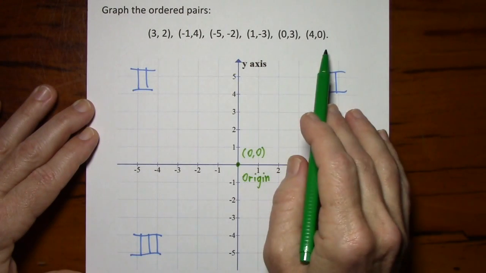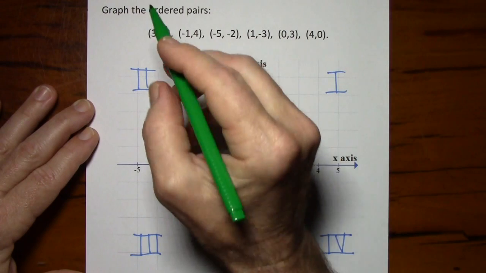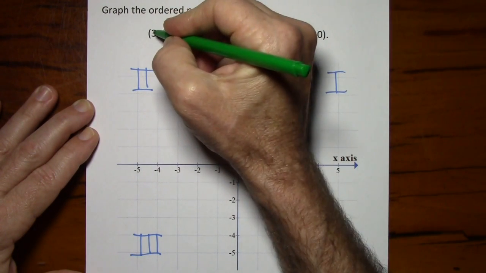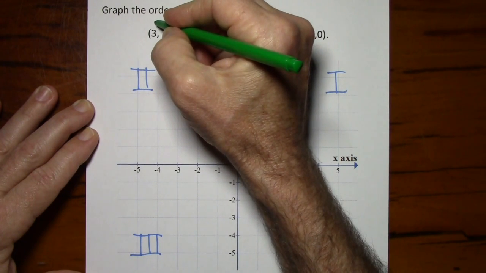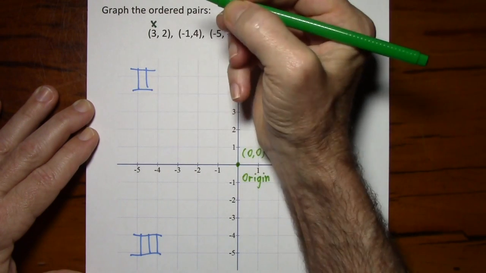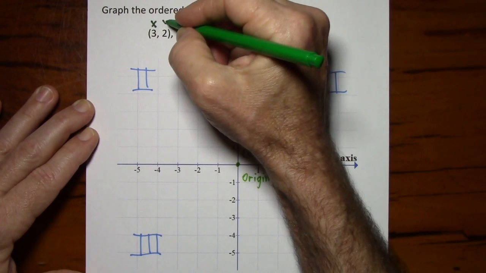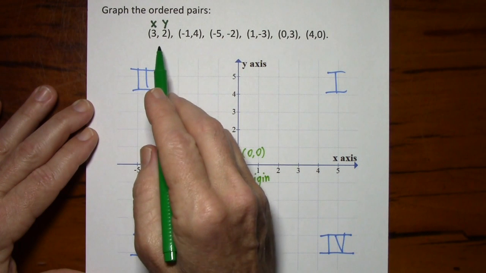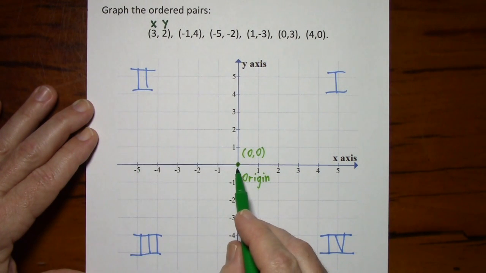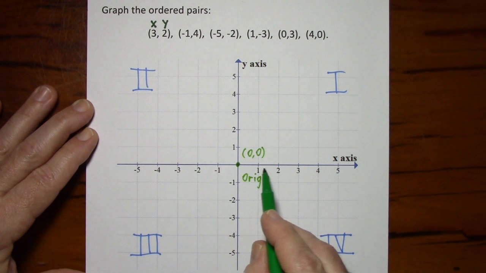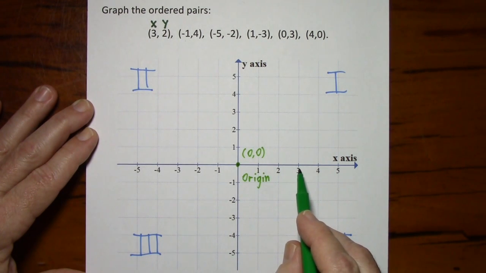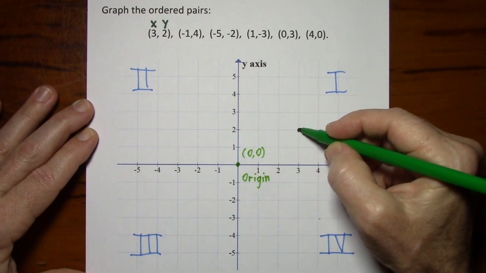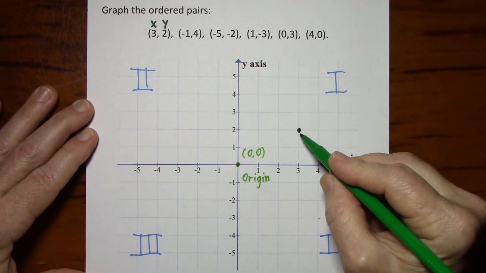Now I'll graph these ordered pairs. They're called ordered pairs because they're always given in the same order. The first number is your x coordinate, and the second number is your y coordinate. So the ordered pair 3, 2, starting from the origin, for the x value you go over 3, and for the y value you move up 2. This is where you put the point. So that's the point 3, 2.